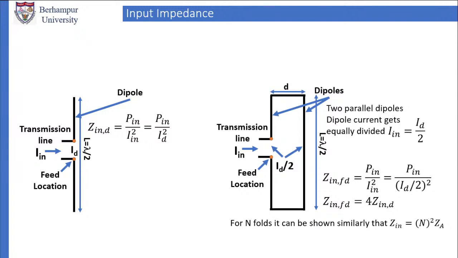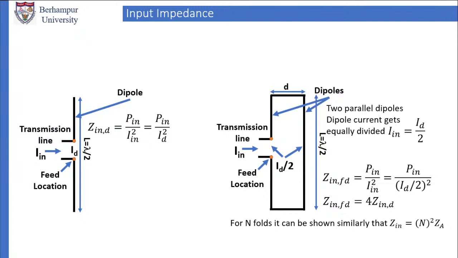Now we consider two arms. Now if there are n number of arms instead of one folding, if we have n number of folding, so for n folds we can easily see that the current will be Id by n. Therefore Zin will be n square into Zd. This is a very simple analysis for the folded dipole.